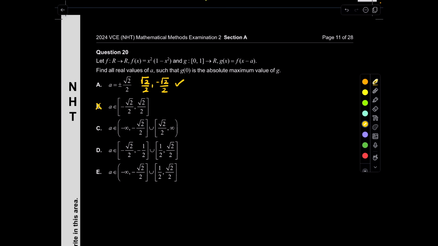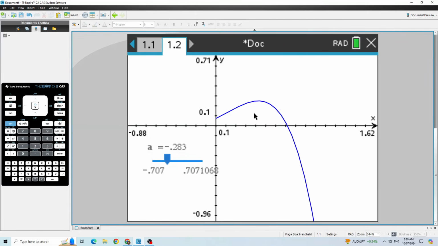Let's check the next part. For C, I'm going to check this part over here first. Let's check if this makes sense. So from negative infinity to negative root 2 on 2. For negative infinity, I'm going to say like negative 2, and then this is negative root 2 on 2, which is basically a negative here. Enter. Let's see what happens here.